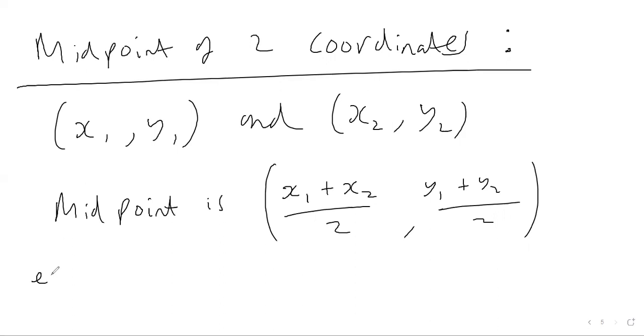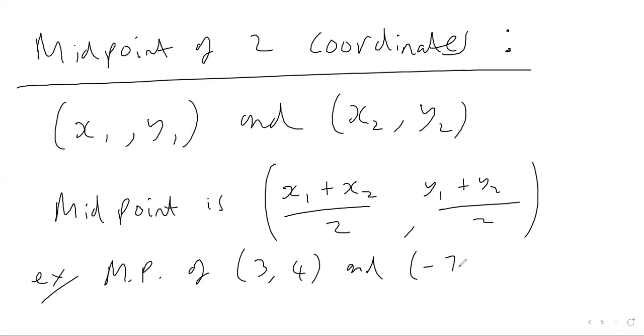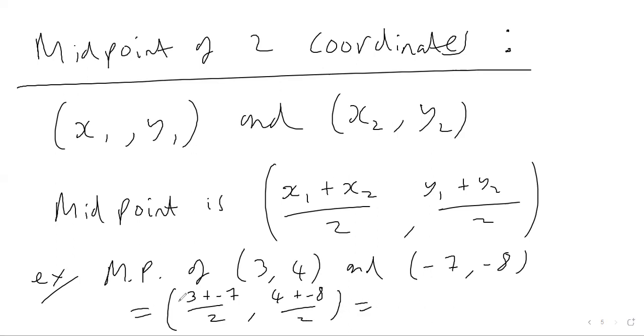So let's say you want to find, as an example, I'll just call it MP for midpoint. So midpoint of 3, 4, and minus 7, minus 8. So that's going to be equal to the average of your x-coordinates, so 3 plus minus 7 over 2, and the average of your y-coordinates, so 4 plus minus 8 over 2. You can work this out, so 3 take away 7 will be minus 4. Minus 4 divided by 2 is going to give you a minus 2. So minus 2, and your second one, 4 take away 8 is going to be minus 4. Minus 4 divided by 2 is actually, again, minus 2. So that would be your midpoint for these coordinates there.